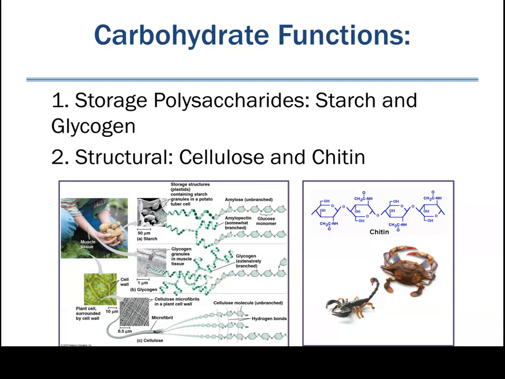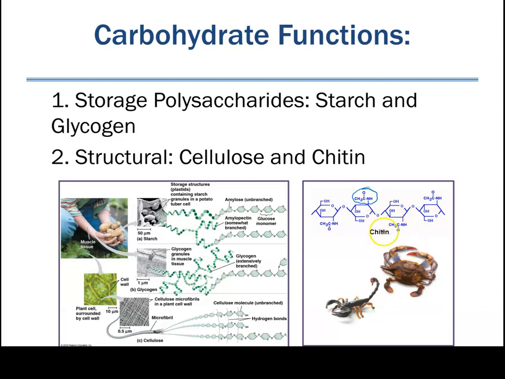So we've got our two major functions, structural and storage polysaccharides. We've got our starch and our glycogen for storage, and our cellulose for structural. There's another type of structural molecule. This is chitin. So chitin is, you'll notice, a little bit different. We've got this functional group up here with an amine group on it.